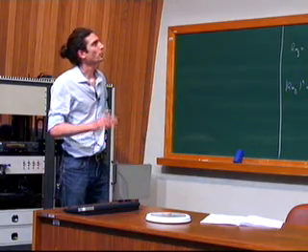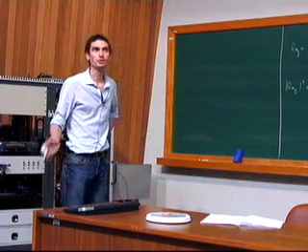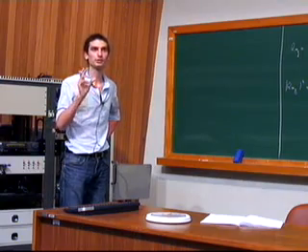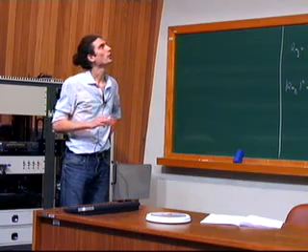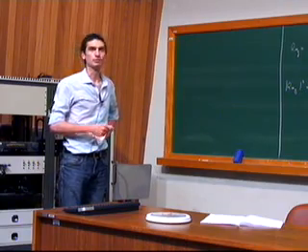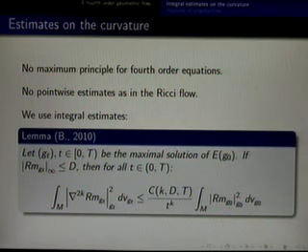Here we have a fourth order equation, and you don't have any maximum principle that can apply because it's really peculiar to the second order equations. So we can't have such estimates only by applying the maximum principle. And so we will have to use integral estimates. That means that we estimate the curvature and the derivative of the curvature, but only in an L2 norm.